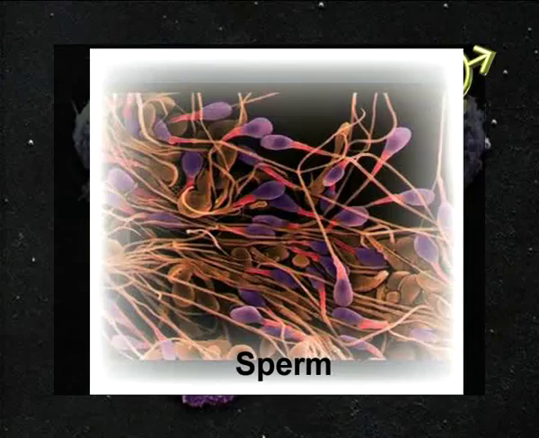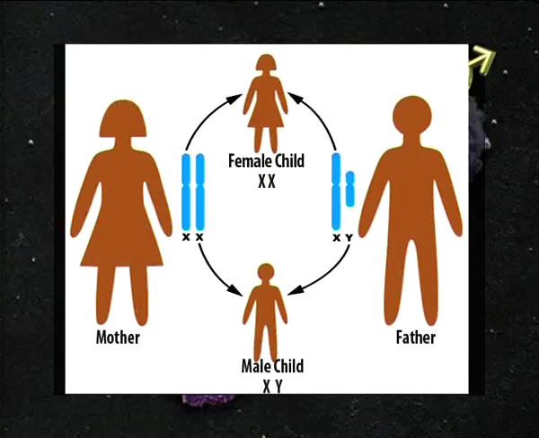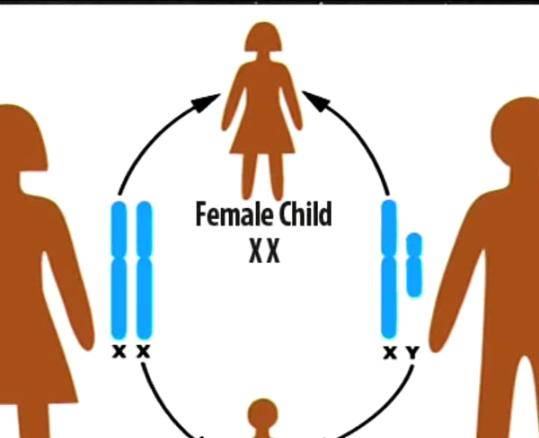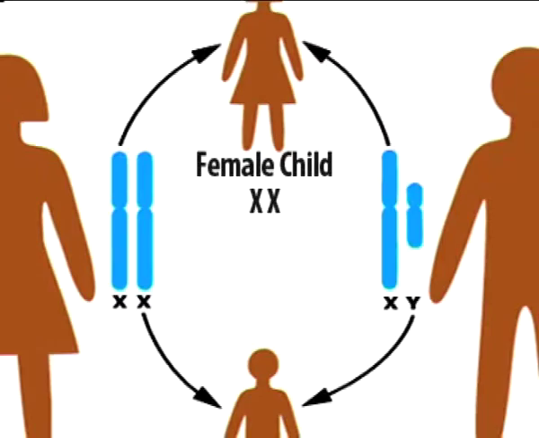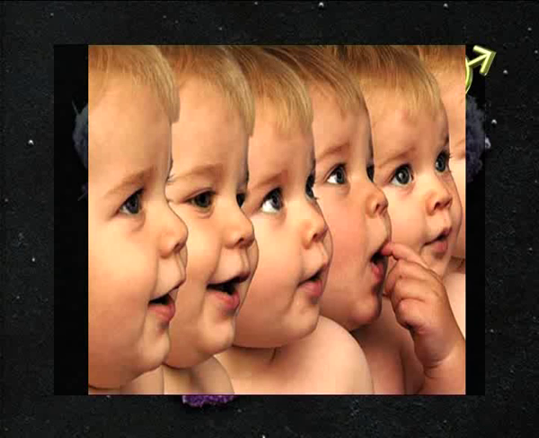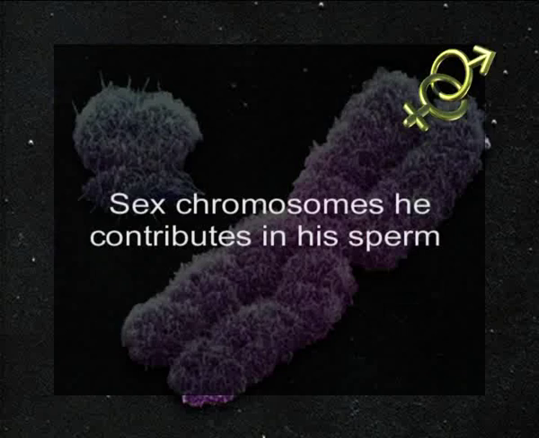Thus, during fertilization, the eggs always contribute an X chromosome and the sperm can contribute either an X or a Y chromosome. If the sperm has an X chromosome, the resulting offspring will have two X chromosomes and will be a female, XX. If, on the other hand, the sperm contributes a Y chromosome, the zygote that forms as a result of fertilization will have one X and one Y chromosome and will be a male, XY. In humans and many other species, it is the male that is responsible for the determination of sex of the offspring, depending on which sex chromosome he contributes in his sperm.